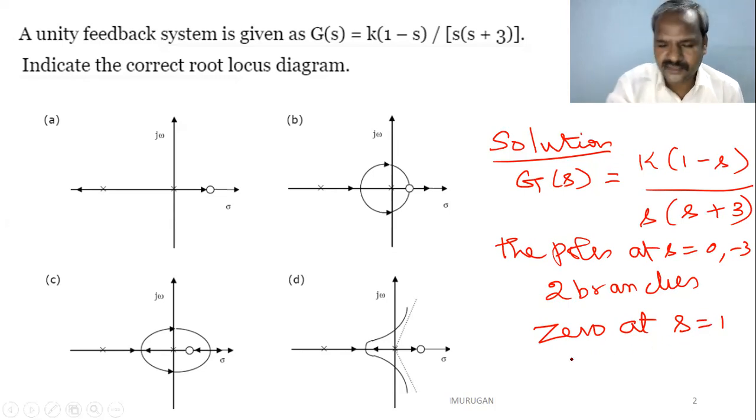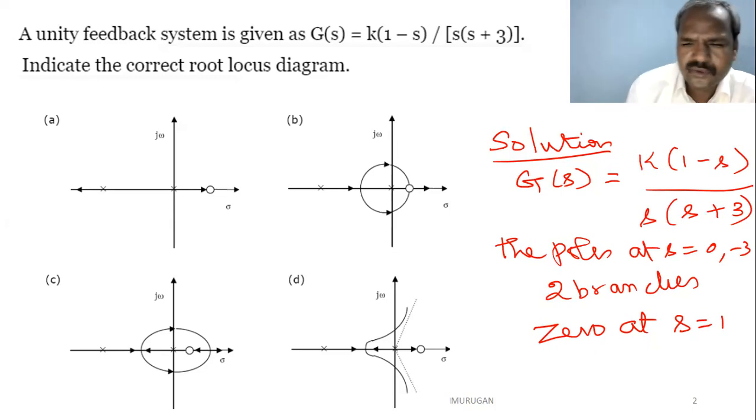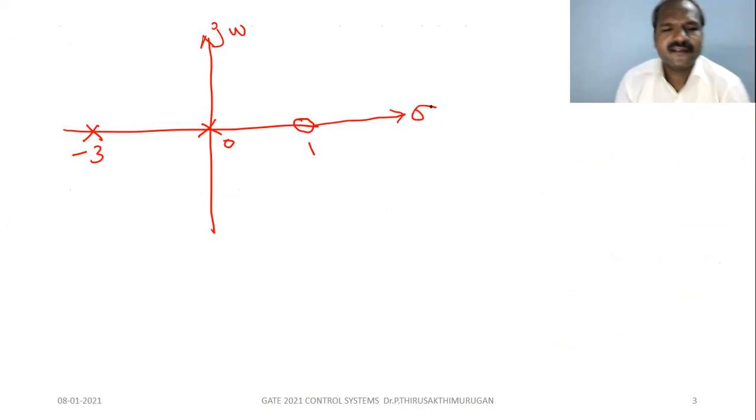Let us first draw the root locus points. Let us locate the poles and zero: s = 0, then s = -3, then the zero at 1. This is the imaginary axis and this is the real axis.